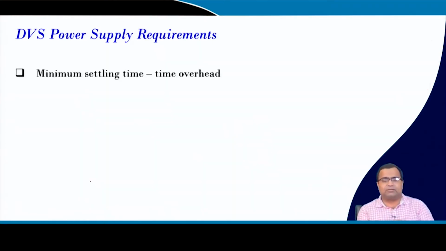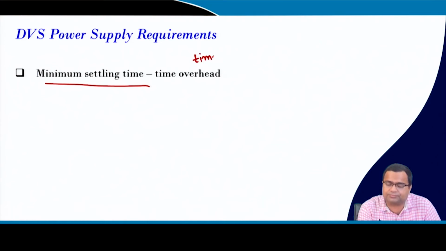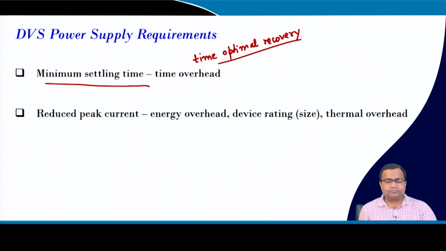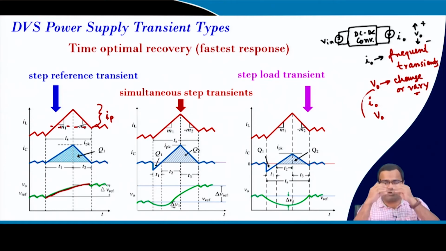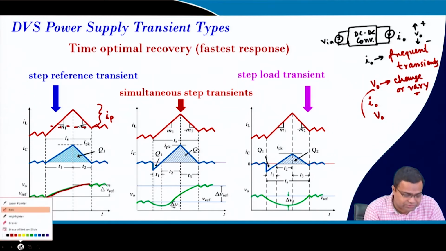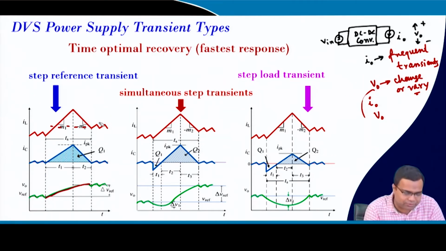So, the power supply requirement: we need a minimum settling time, or basically minimum recovery time, and that is why we talk about time optimal control, time optimal recovery, because linear control cannot meet that, right. Then we also want to reduce the peak current. If you go back to this, the peak current is the one I am marking here; I will say not the overshoot, the peak current is absolutely this one, this is my peak current, okay. And this particular part is my current overshoot.